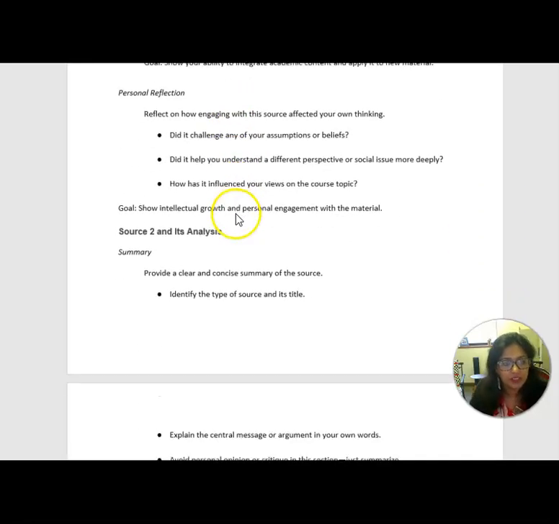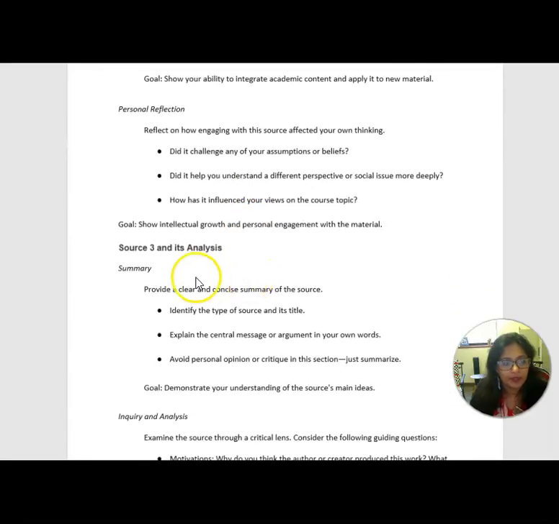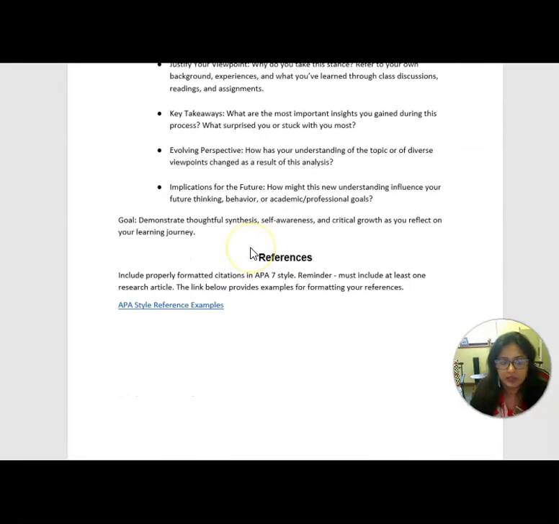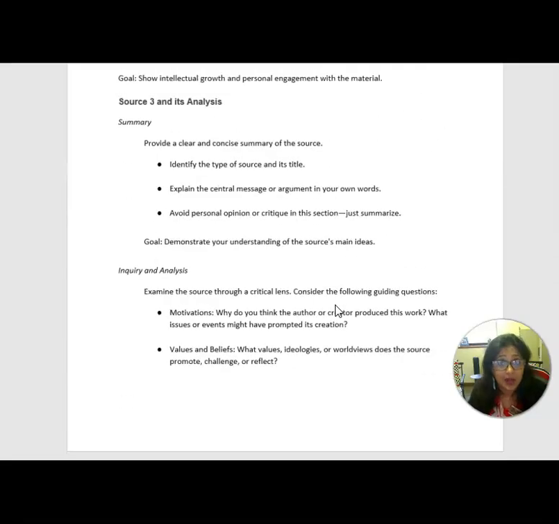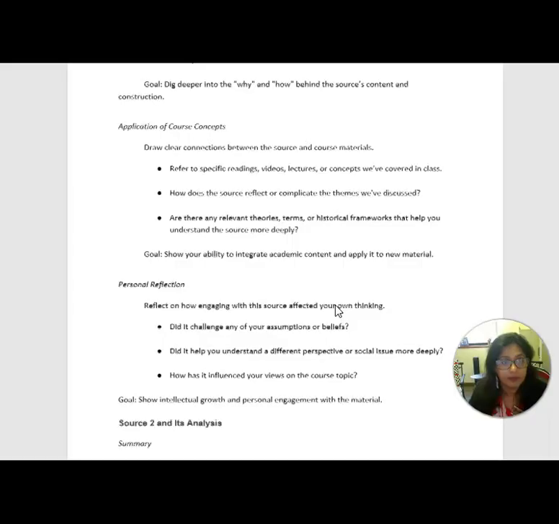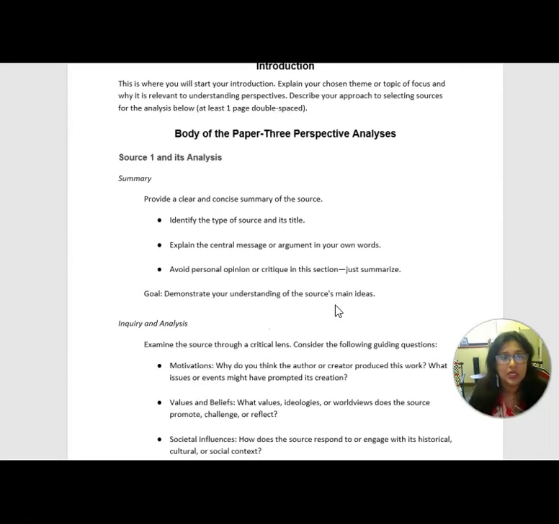So here's the application reflection. Then here's the source 2 analysis, and then here is the source 3 analysis. And here is the conclusion, and here are the references. So once again, this is not answering the bullet points. This is for you to be able to analyze and critically think about the sources in relation to your topic.